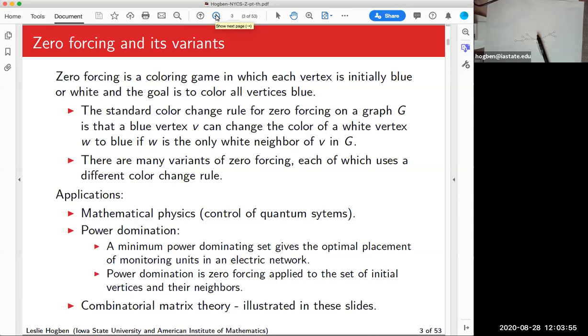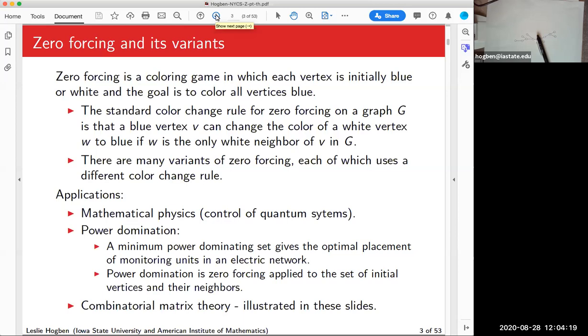You can change the color of a white vertex to blue, but once a vertex is blue, it will always stay blue. And the standard color change rule is that a blue vertex can color its white neighbor if it has exactly one white neighbor. There are many different variants of zero forcing, and the difference here will be the color change rule.